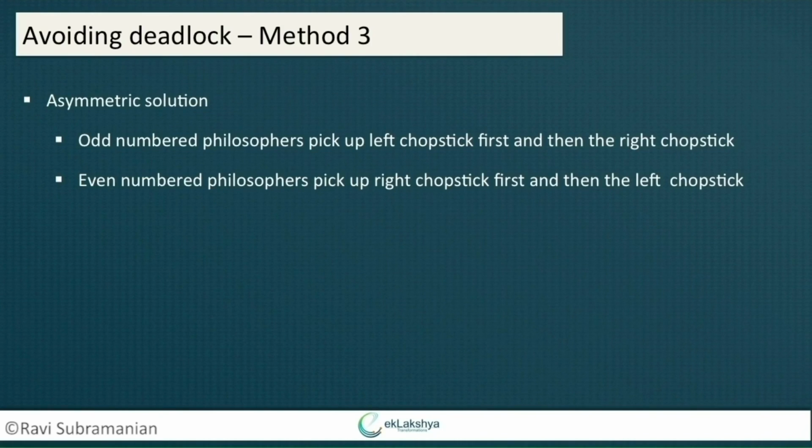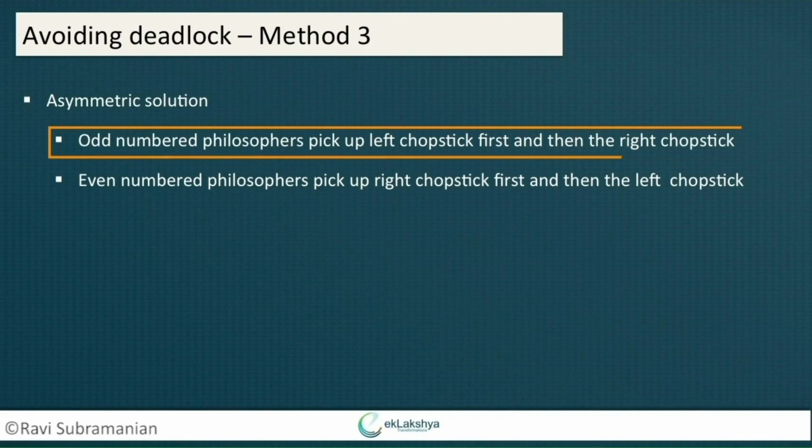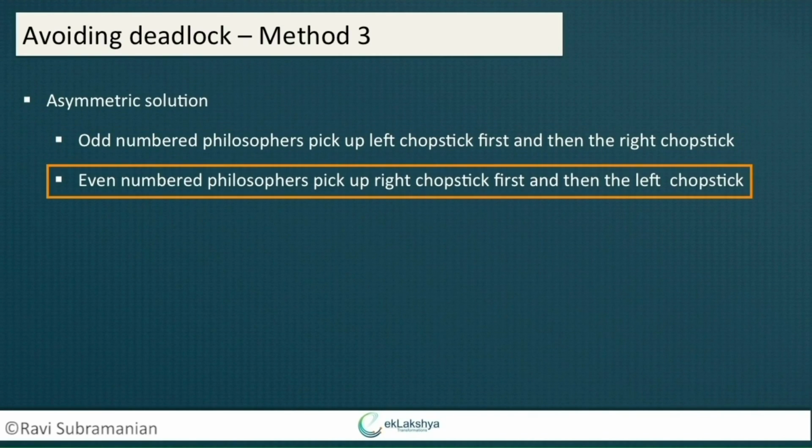The third method is fairly simple. It's an asymmetric solution, where we have philosophers 0, 1, 2, 3 and 4. The odd numbered philosophers are 1 and 3. They will pick up the left chopstick first and the right chopstick next. And the even numbered philosophers are 0, 2 and 4, and they'll pick up the right chopstick first and the left chopstick next.